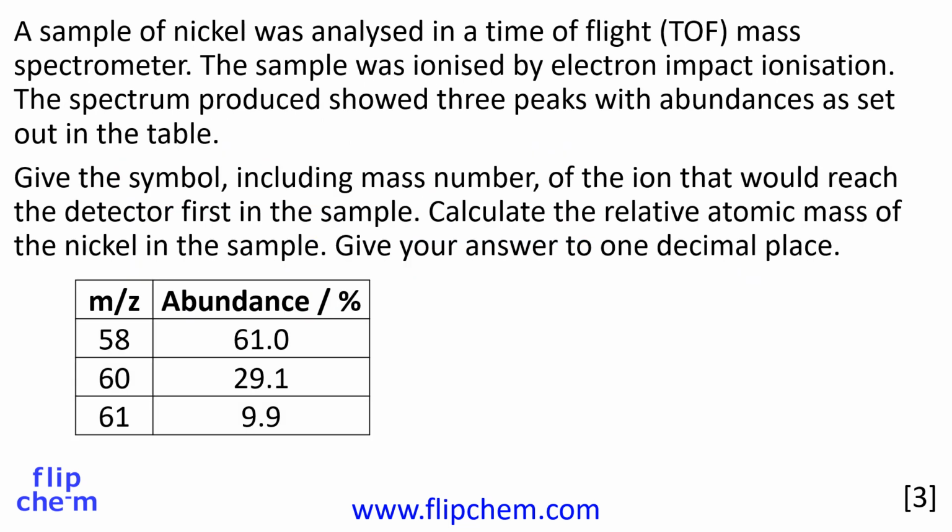Here's the final part of the question. A sample of nickel was analysed in a time of flight TOF mass spectrometer. The sample was ionised by electron impact ionisation. The spectrum produced showed 3 peaks with abundances as set out in the table. Give the symbol, including mass number, of the ion that would reach the detector first in the sample. Calculate the relative atomic mass of the nickel in the sample. Give your answer to 1 decimal place.